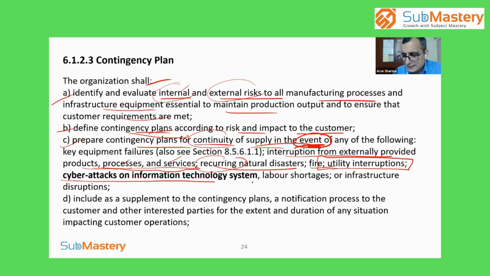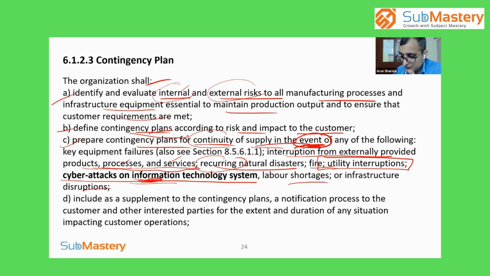This is newly added, cyber attack. It was not there before. It was added in the sanctioned interpretation. Sanctioned interpretations are the small updates which you can get on the IATF global oversight.org. This is good. If IATF thinks that something needs to be updated, they do the updates, and you should also be aware of the updates. So for cyber attack also, you should have contingency.